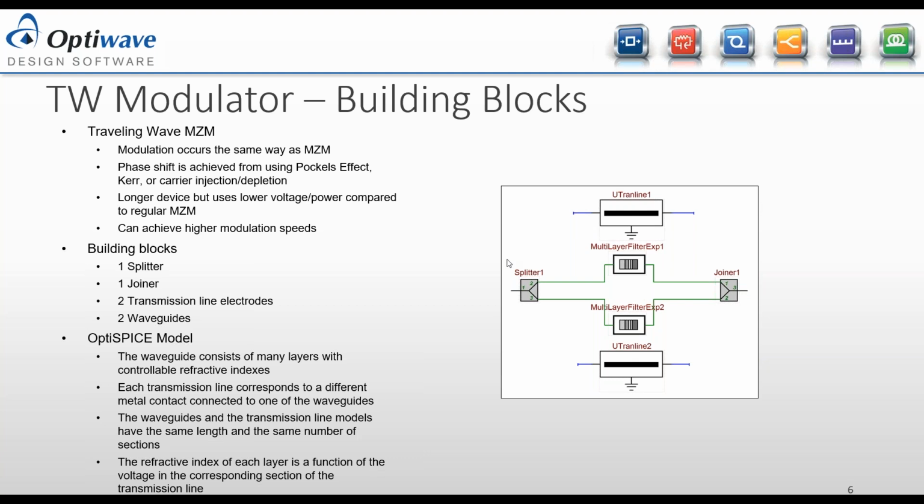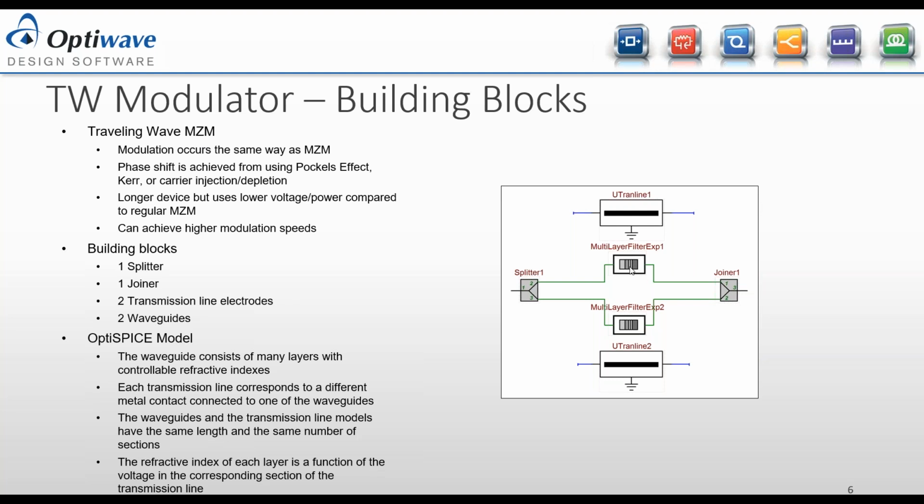contacts. What happens with a traveling wave modulator is that it is a lot longer than a regular Mach-Zehnder modulator. Therefore, the metal contacts actually work as transmission lines. This allows you to use a smaller voltage to induce a phase shift, since it is going to accumulate over the length of the waveguide. Again, the phase shift is achieved by changing the refractive index of the multilayer filter.